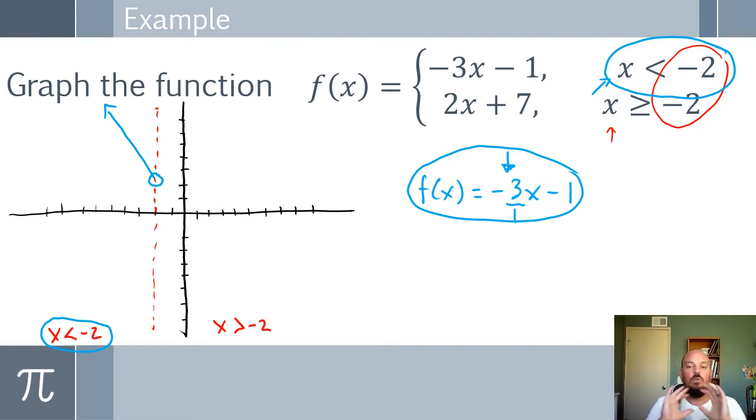All right, we are exactly halfway done with the question, because now I have to do the exact same work, but with the 2x plus 7. So now let's do the second equation. f(x) equals 2x plus 7.